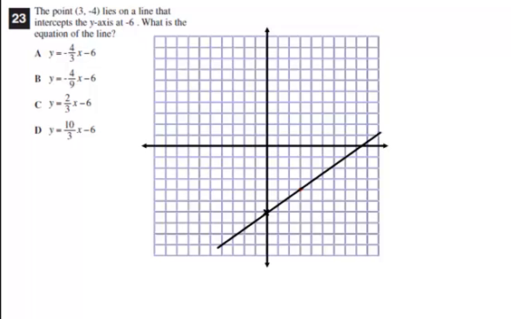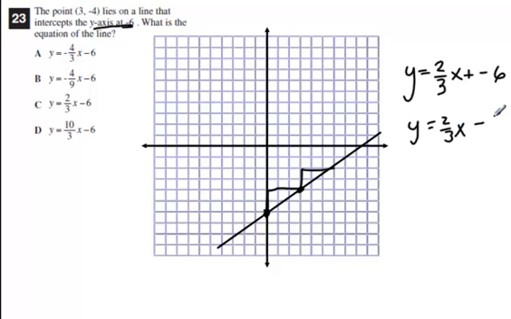So we can find the equation by using the y-intercept, which they told us: it intercepts the y-axis at -6. Then we can find our slope because we have another point. That's up 2 and over 3. So up 2 and over 3, or 2/3, is my slope, and my y-intercept is -6. Another way to write that is 2/3 x minus 6, which is letter C.